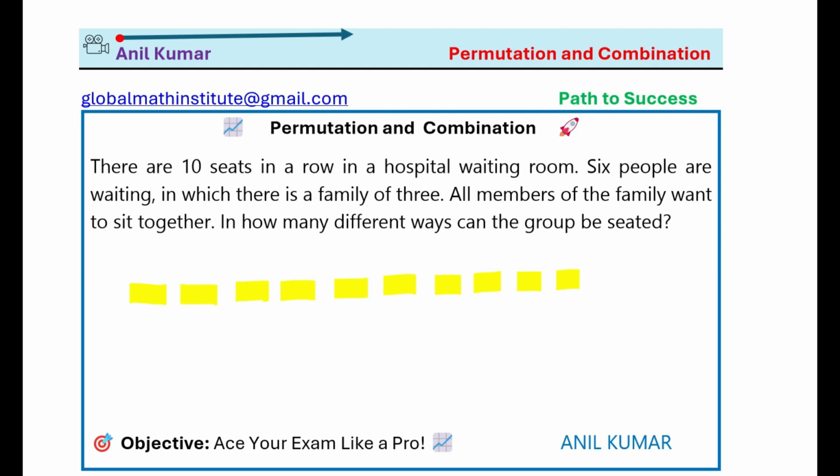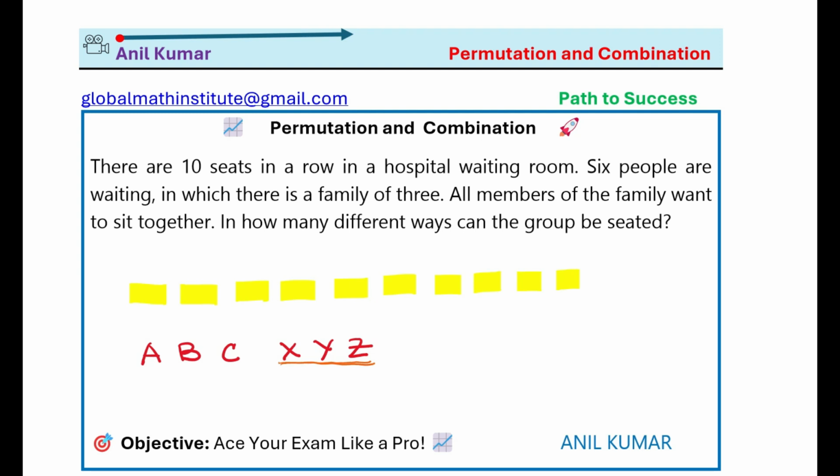Let's say the 6 persons are A, B, C, and there is a family of 3. Let's call them X, Y, Z. So let's say these 6 persons are waiting to be seated on these 10 available seats. Now there is one constraint, and that is that all members of a family want to sit together. That is the constraint. So how do we solve this type of problem?